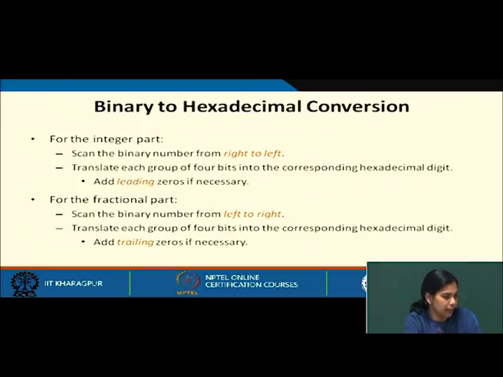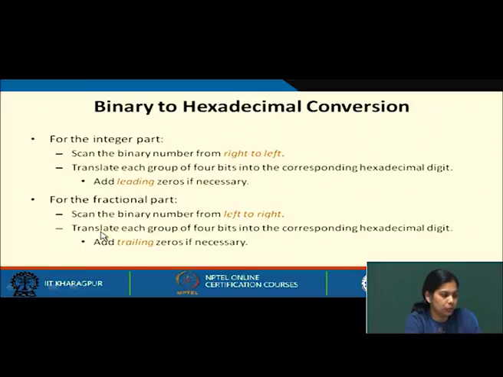So, for the fractional part, what do we do? We scan the binary number from left to right. So, there is a difference between your integer part and your fractional part. In the integer part we go from right to left, and in the fractional part we go from left to right.